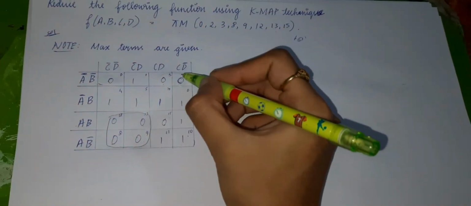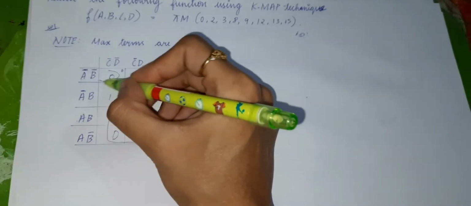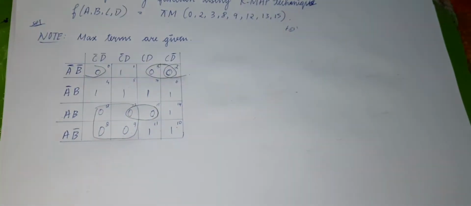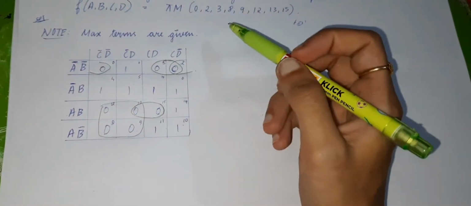So now let's move on to the next one, that is pair. Here you can see a pair, and you can pair this 0 with this 0 and this 0 with this 0, and this is it. This is how the grouping is done. And now represent these groups in the form of A, B, C, D.